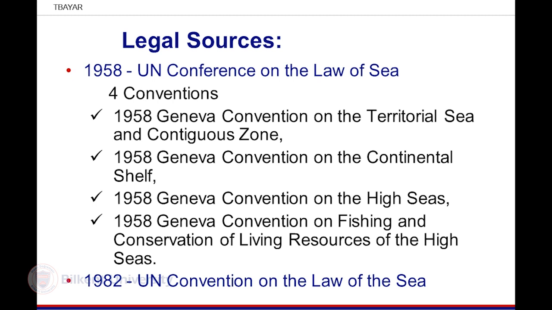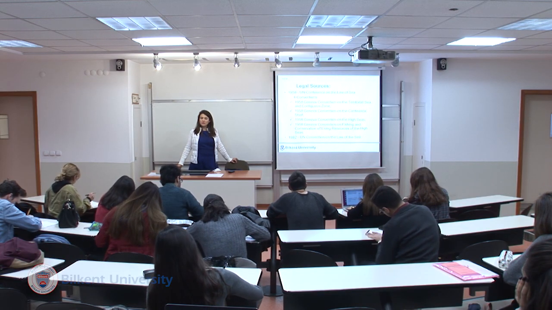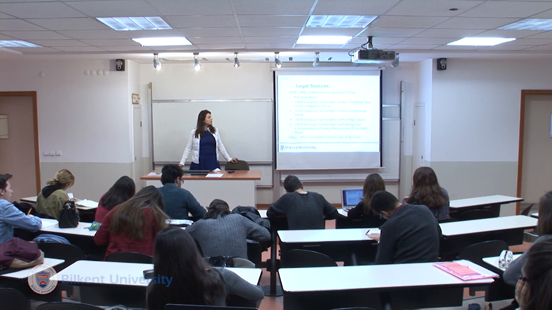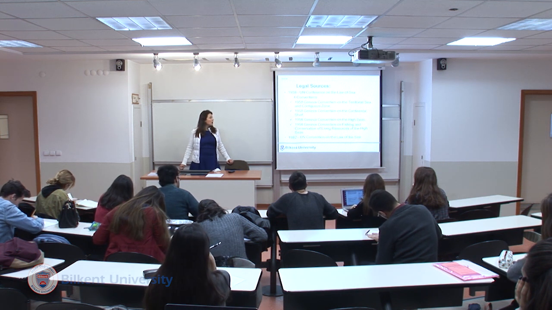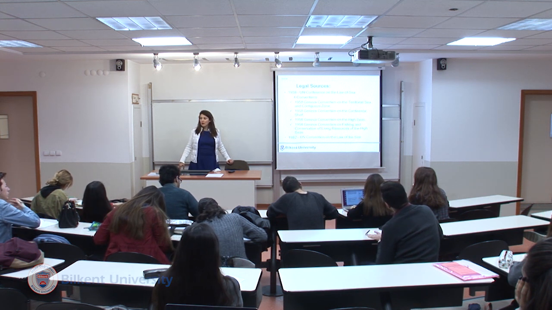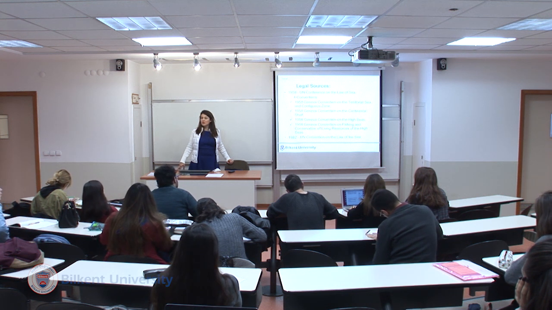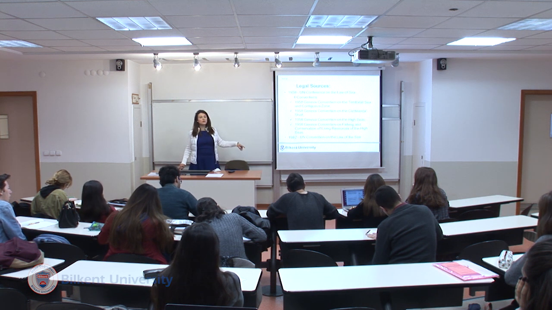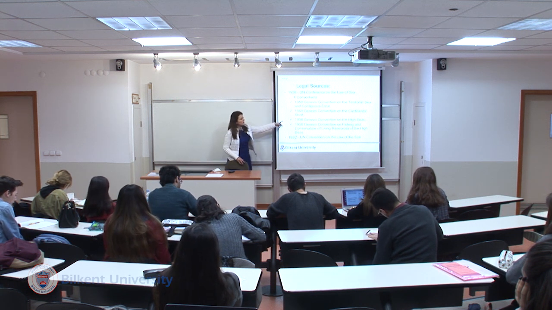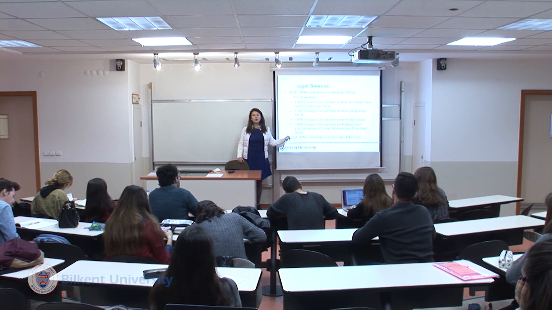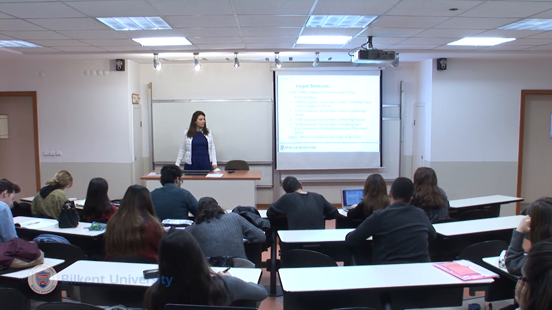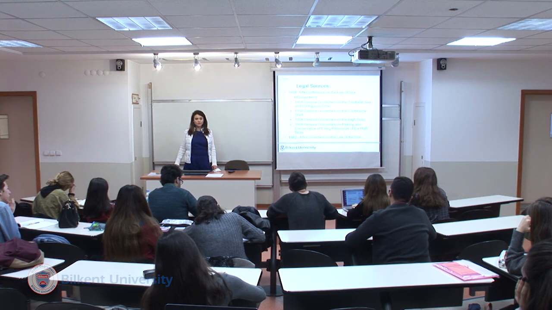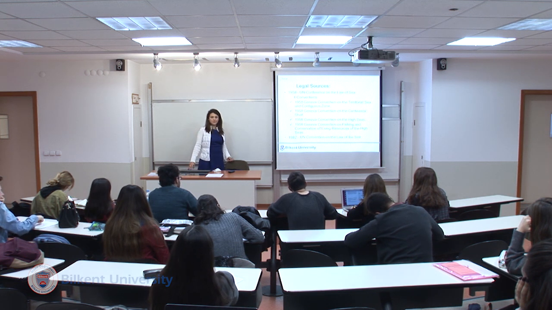However, the 58 Convention is composed of 4 different conventions. The first one is about the territorial sea and the contiguous zone. The second convention is about the continental shelf. The third one is about the high seas. And the last one is about fishing and conservation of living resources in the high seas. So we have the 58 Convention, we have 82 UNCLOS. The 58 Convention has 4 different conventions in it. Keep this in mind.